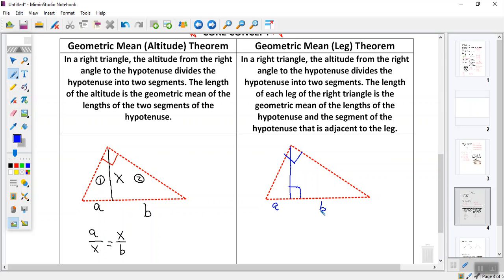Again, so label those A and B. Then here's the deal. It says the length of each leg of the right triangle is the geometric mean of the length of the hypotenuse and the segment of the hypotenuse that is adjacent to the leg. Oh my gosh. It says the length of each what here, kids? I'm going to put an X out here.